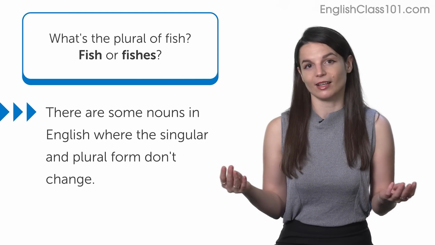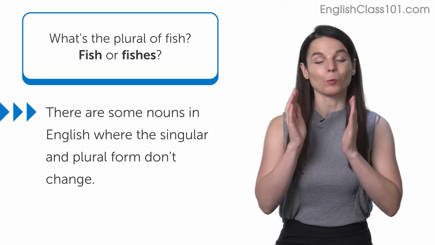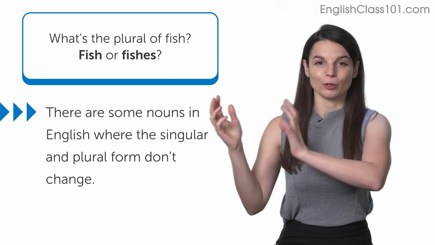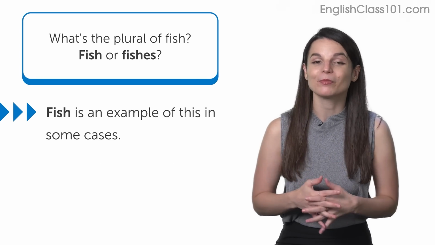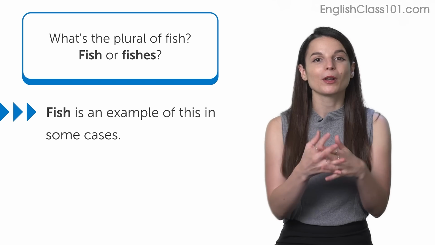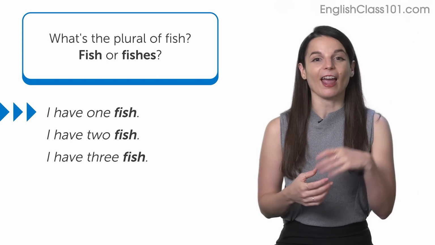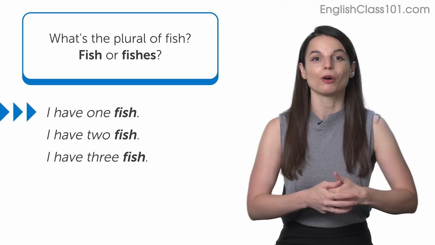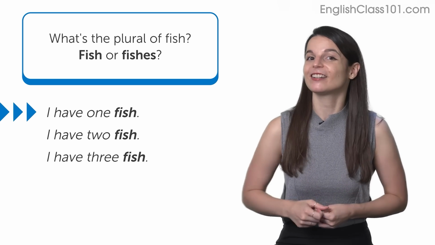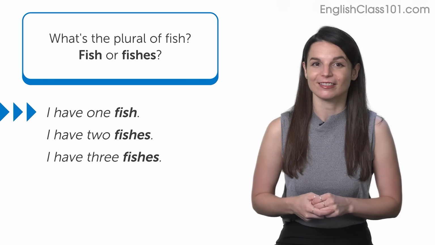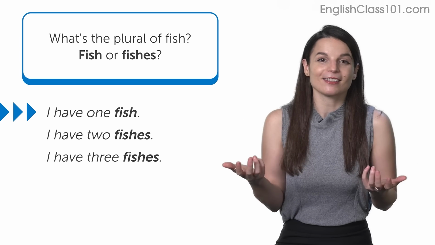There are some words in English, some nouns in English, where the singular form, with just one, and the plural form, two or more, don't change. Fish is an example of this in some cases. So for example, when you're talking about fish like in your home, your pets maybe, you might say, I have one fish. Or if you have more, you would say, I have two fish. I have three fish. You might hear some people say fishes. It's just kind of a personal preference for them, and some people think it sounds kind of cute.